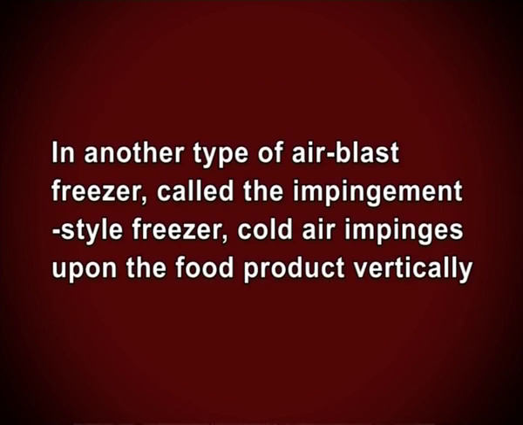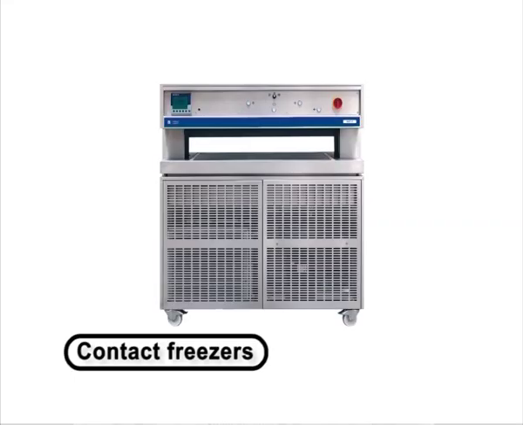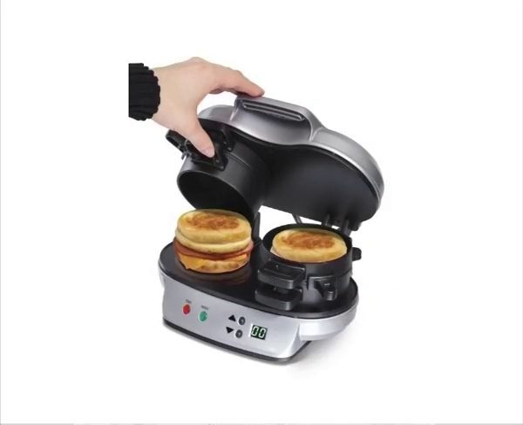In another type of air blast freezer called the impingement style freezer, cold air impinges upon the food product vertically from both sides of the conveyor belt at a high velocity, causing high heat transfer rates and very fast freezing. In contact freezers, food products are sandwiched between two cold metal plates and are cooled by conduction. The plates are cooled by circulating cold refrigerant through the channels in the plates.